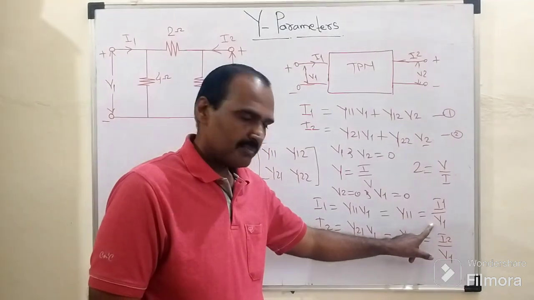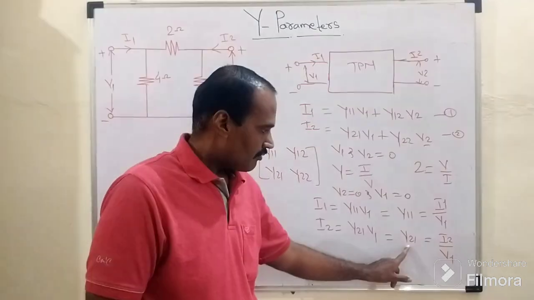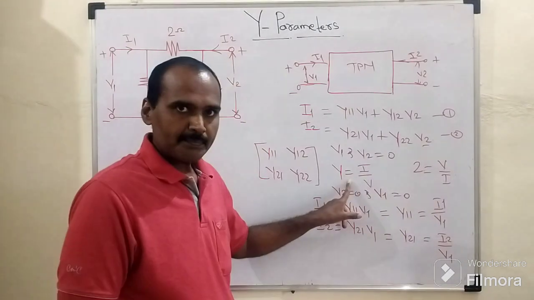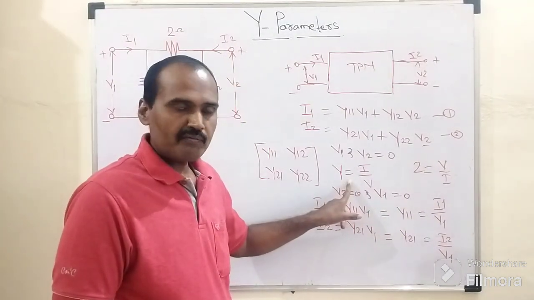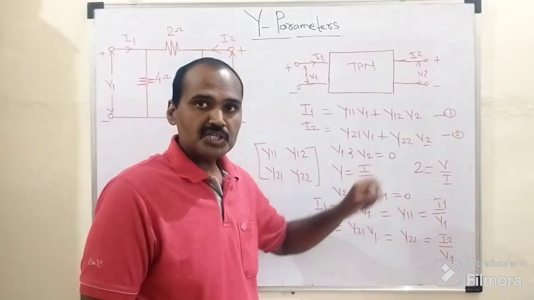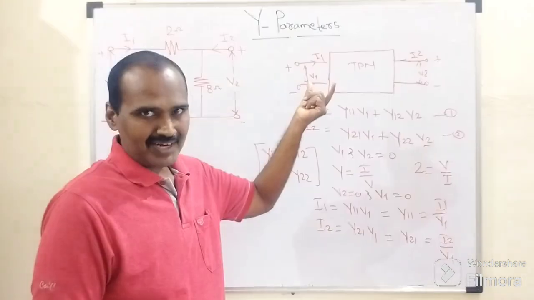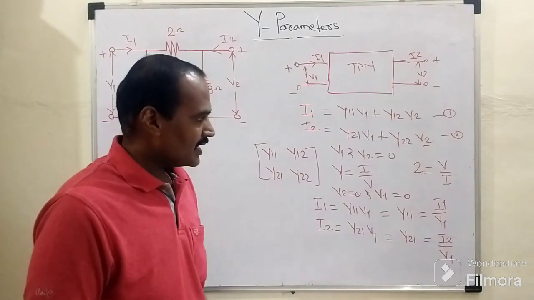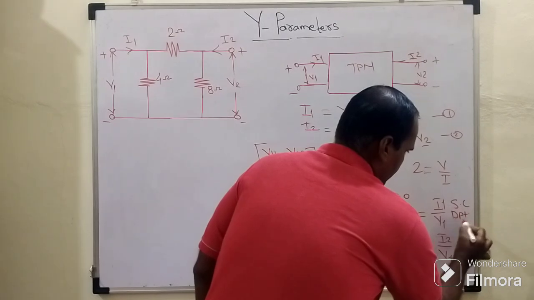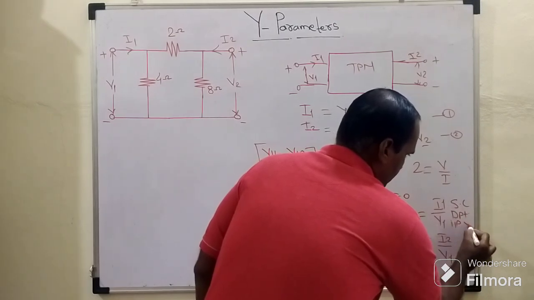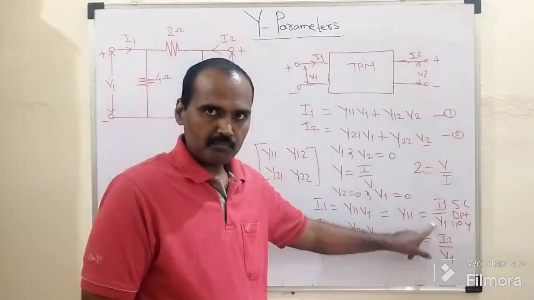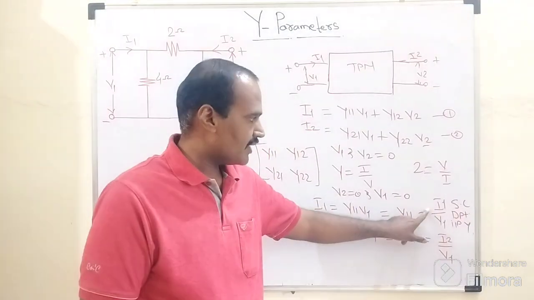This is how these first two admittance parameters are determined. Y11 equals I by V, and Y21 is again I by V. The ratio of I by V is nothing but the admittance, the reciprocal of impedance. Here Y11 equals I1 upon V1, and both these parameters belong to port number 1.